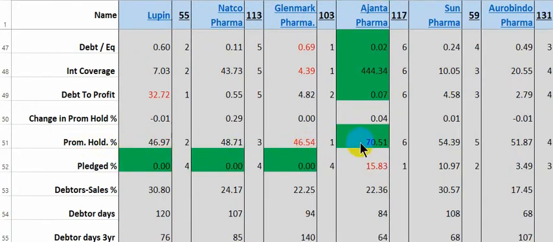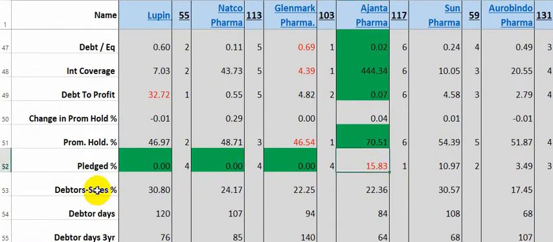Again, the promoter holding of Ajanta Pharma is maximum at 70%, whereas Glenmark Pharma's promoters hold only 46% in the company, which is the lowest in the peer group. As for the pledge, all three companies, Lupin, Natco and Glenmark, have not pledged any of their shares. Highest pledge is of Ajanta Pharma at 15%.